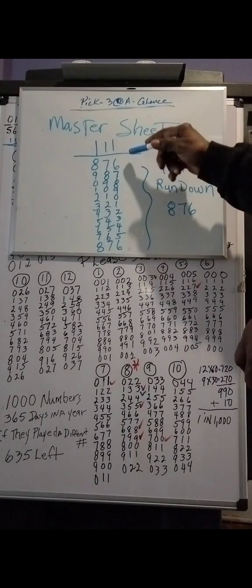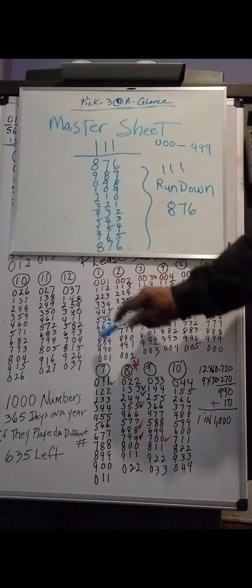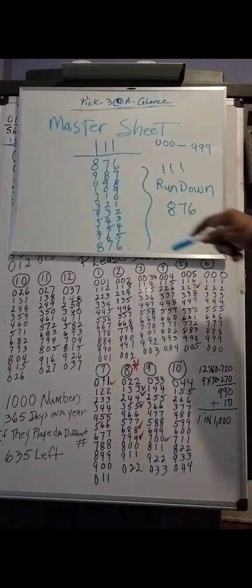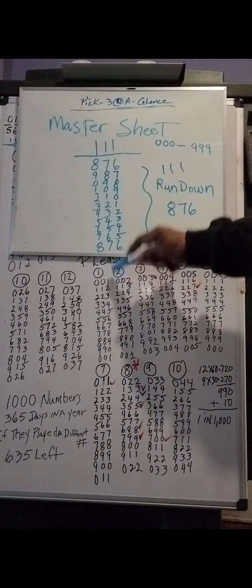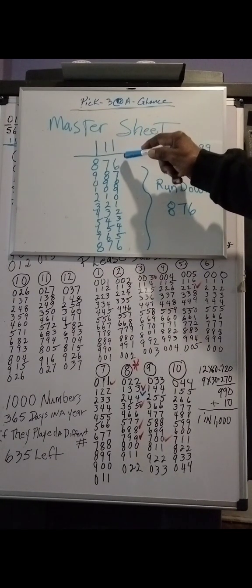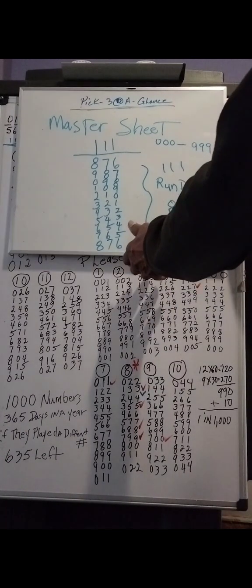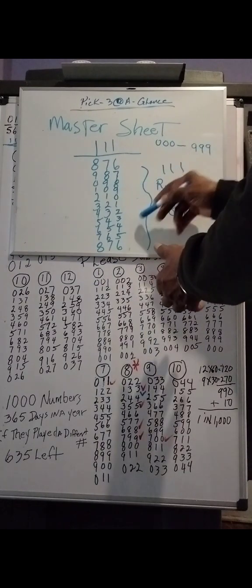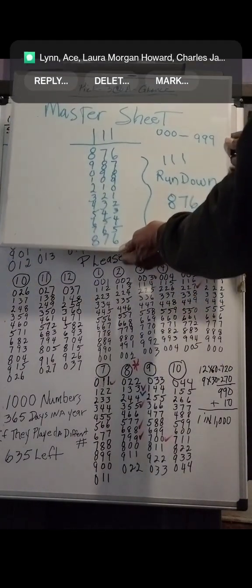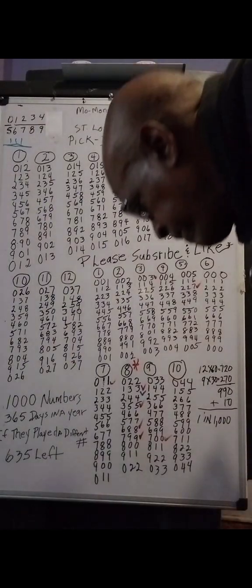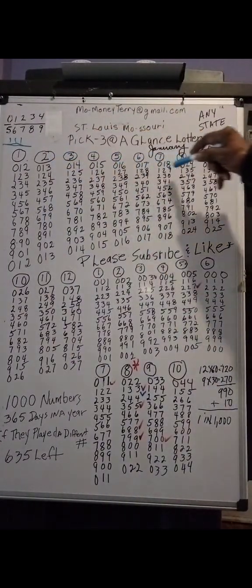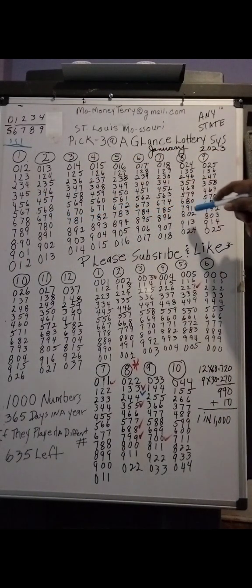All right. Now, what we have is the master sheet right here. I took 22 numbers and did this simple 1-1 rundown on those 22 numbers. And that gave me all 1,000 numbers and their possible combinations. All right? Now, what you have here when you do the 1-1 rundown is the master sheet, and the sheet that has the 22 numbers with the 1-1 rundown.